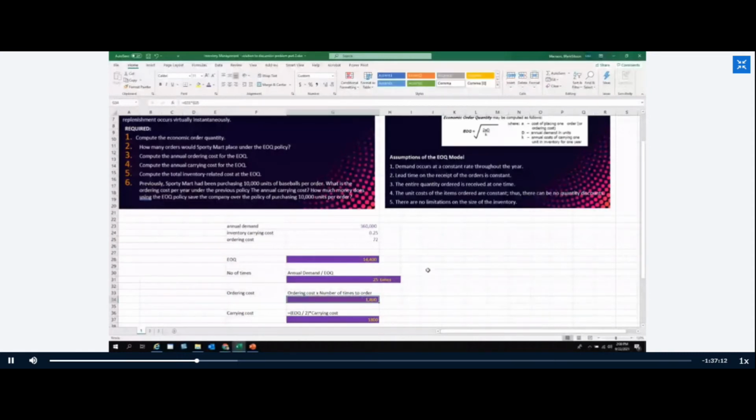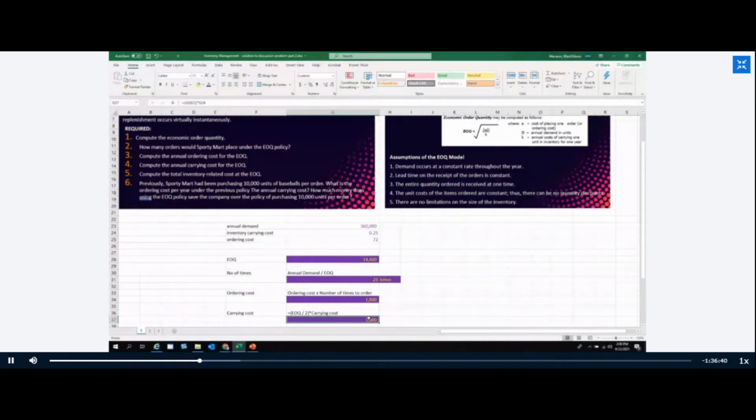So that's number three. Number four, compute the annual carrying cost for the EOQ. So it's EOQ divided by 2. So yung EOQ divided by 2 class, basically that's your average inventory, no? So multiply by the carrying cost. So that's EOQ 14,400 divided by 2 multiply by 0.25 and we get 1,800.